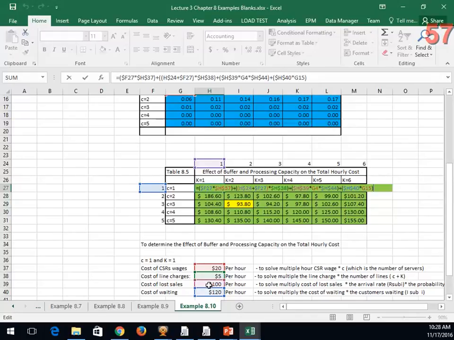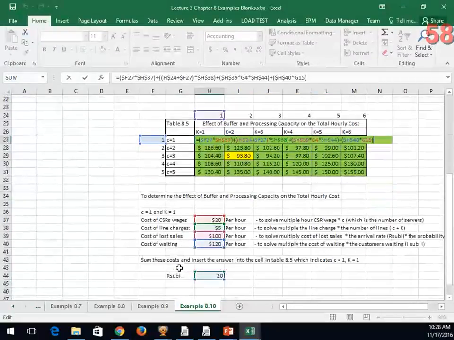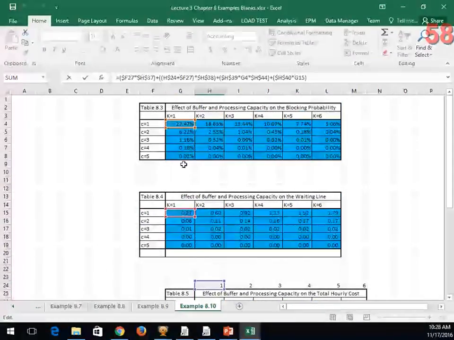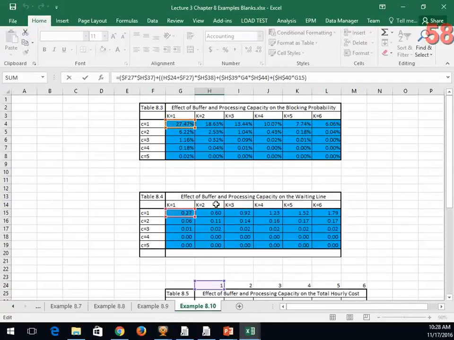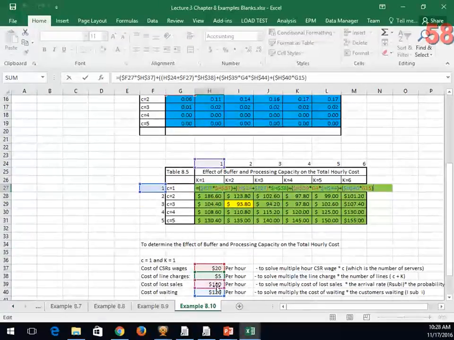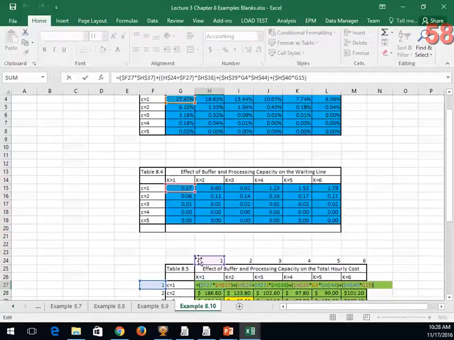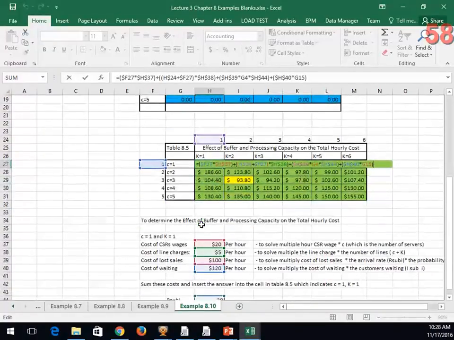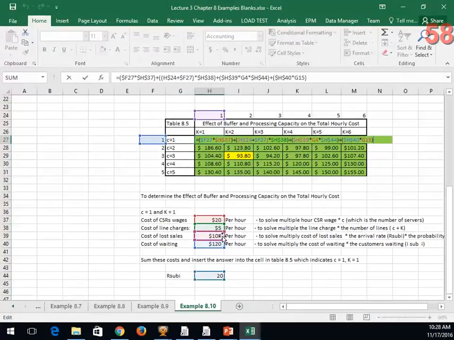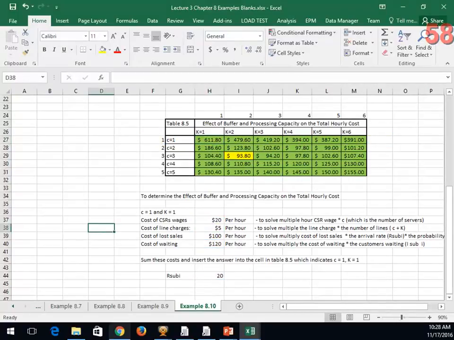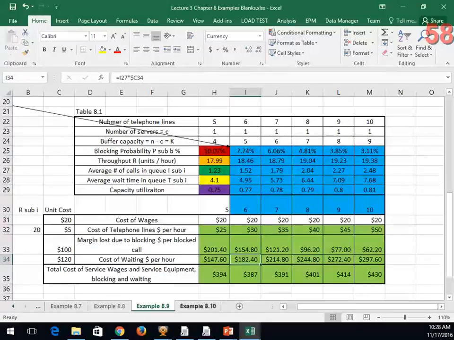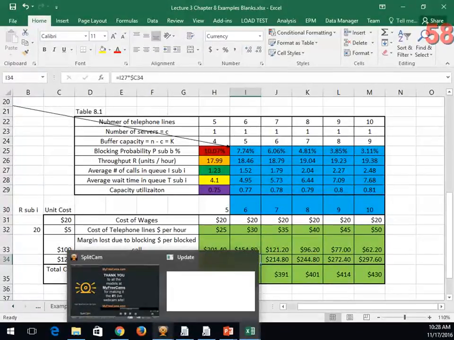And then for the cost of lost sales, I'm going to take the arrival rate of 20 per hour times the probability of being blocked, 27.47, times the $120 per hour. And for the cost of waiting, it comes from this table, the 0.27 times $100 per hour, because that's the number of people that are waiting. So this is just a combination of what we did in these 2. We're not saying you can only vary the number of servers. We're not saying you can only vary the number of lines, but that you can vary both.